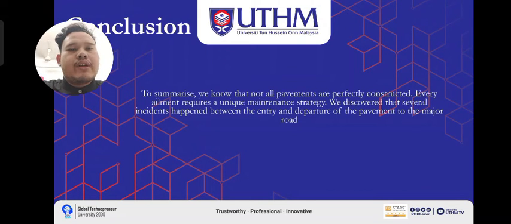Conclusion. To summarize, we know that all pavements are not perfectly constructed. Every element requires a unique maintenance strategy. We discovered that several incidents happened between the entry and departure of the pavement of the major road.